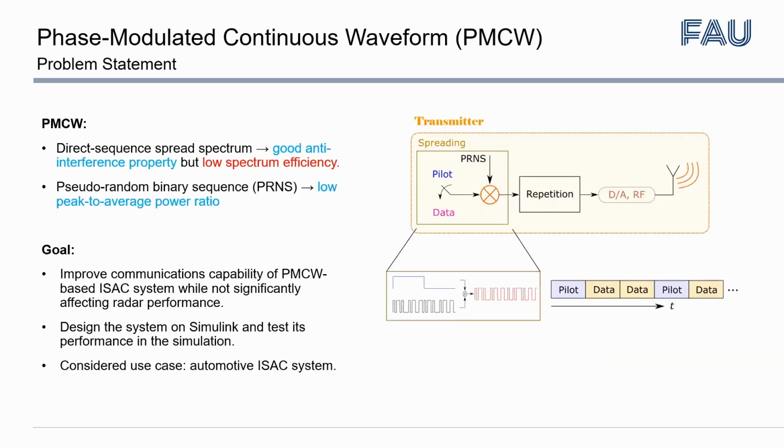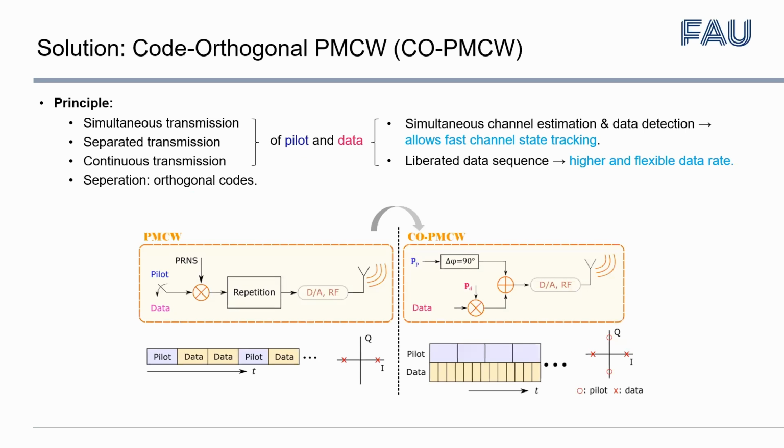This work focuses on the waveform and physical layer design for vehicular ISAC systems. The phase-modulated continuous waveform is used due to its strong radar performance and excellent anti-interference capabilities. However, it faces the challenge of low communication spectrum efficiency due to the radar parameterization. The goal of this work is thus to design a system overcoming these shortcomings on Simulink and test its performance in automotive applications. Our solution is to transmit the pilot and data sequences in a parallel scheme.